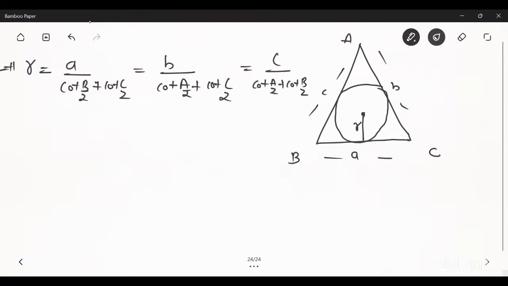The next value of r will be delta upon s.